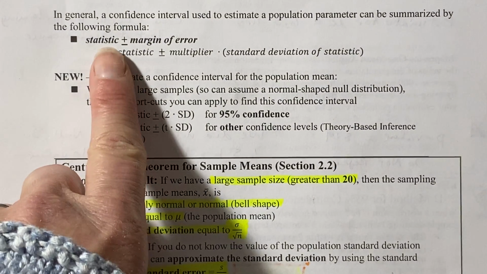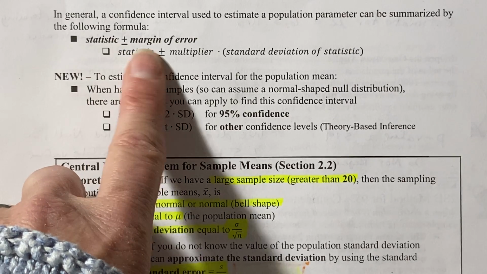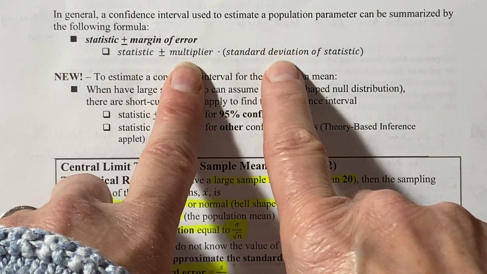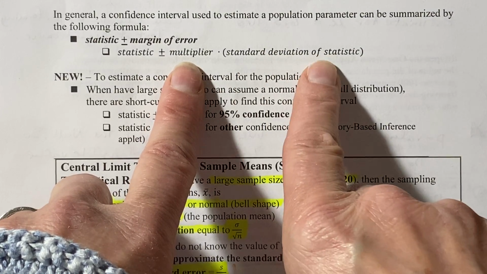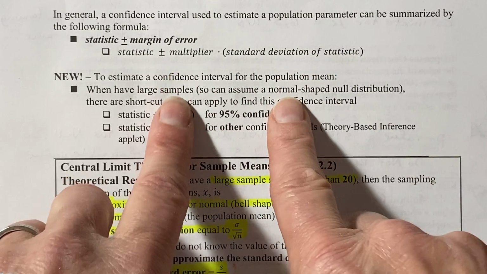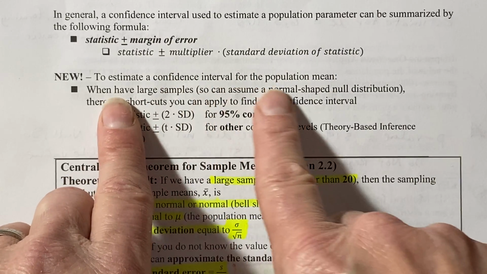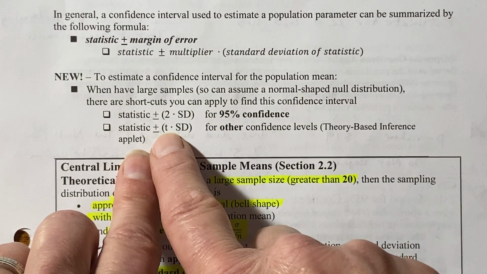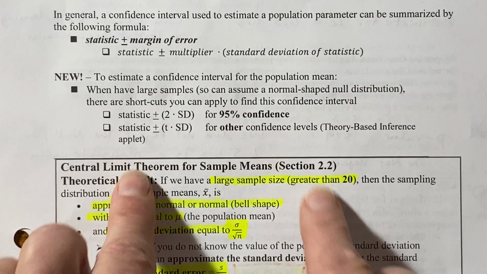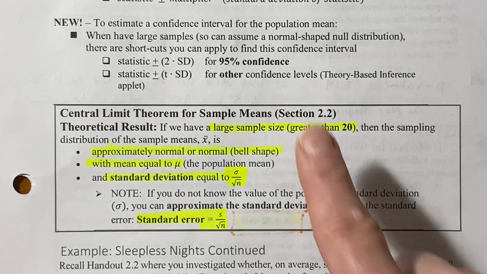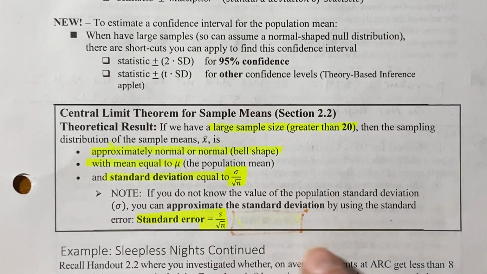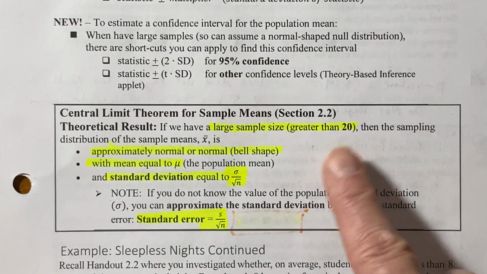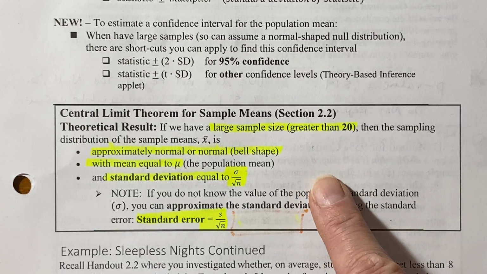How we create our confidence intervals: we take our statistic plus and minus the margin of error. The margin of error is the multiplier times the standard deviation of the statistic, meaning the sampling distribution. We're going to estimate the confidence interval using a 95% confidence interval. T is the multiplier for other confidence levels. And this is our review here of the central limit theorem. Again, we went over this in the previous video for the basic notes for 3.3.